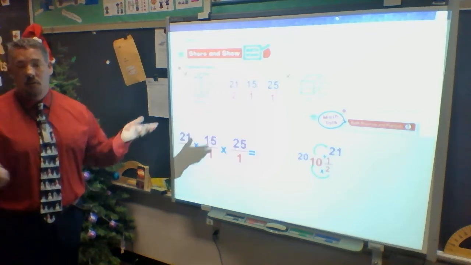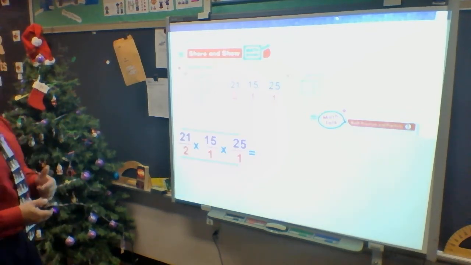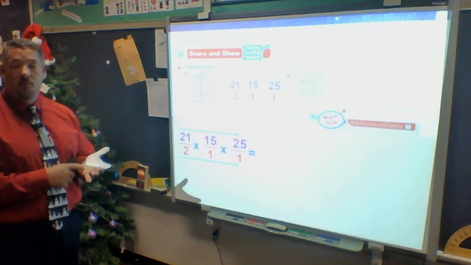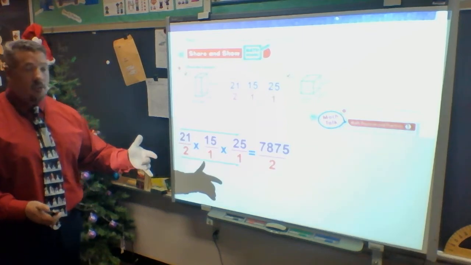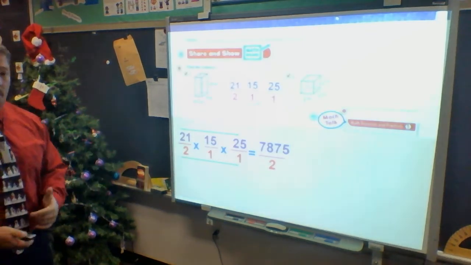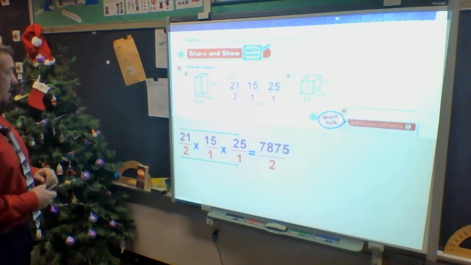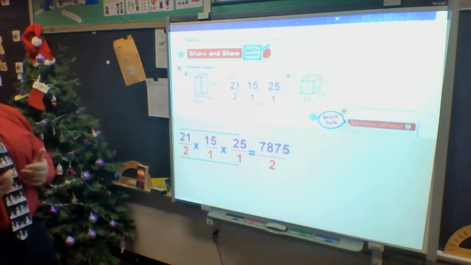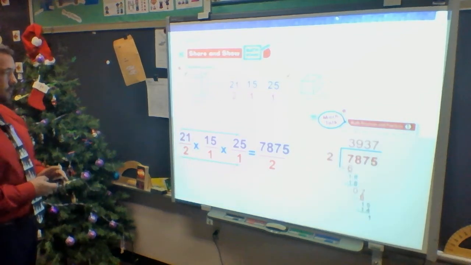Handy dandy calculators are very handy and quite dandy. So I'm going to multiply across. I'm going to multiply and type it in. 21 times 15 times 25 equals 7,875. Big number. Nothing I can do about it, but I can do my math to get the right answer. 2 times 1 times 1 is 2. Pretty straightforward math, pretty easy.